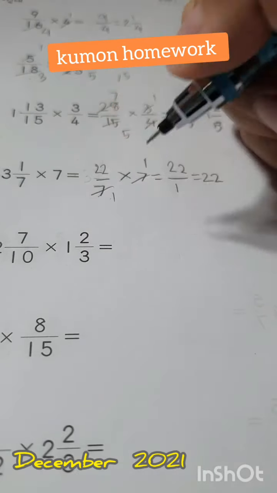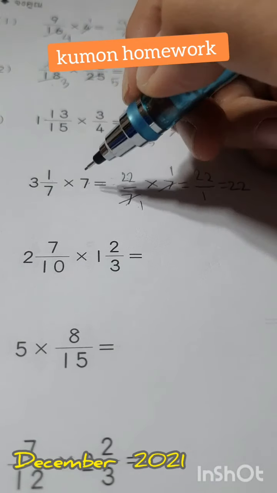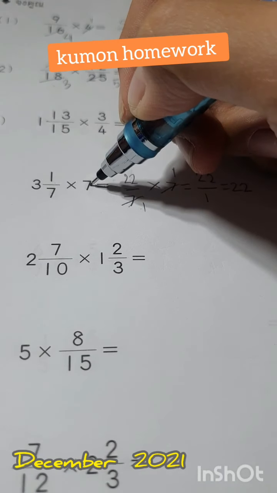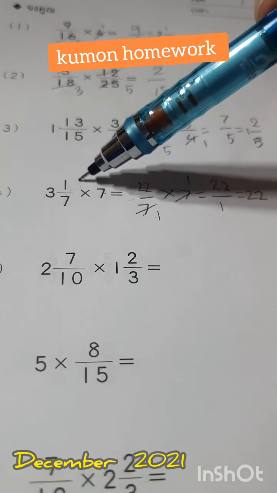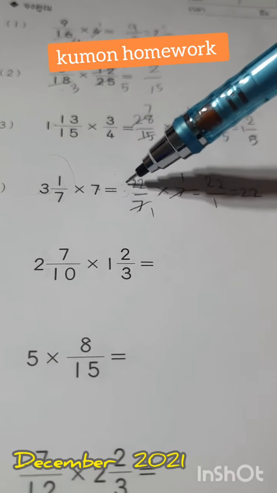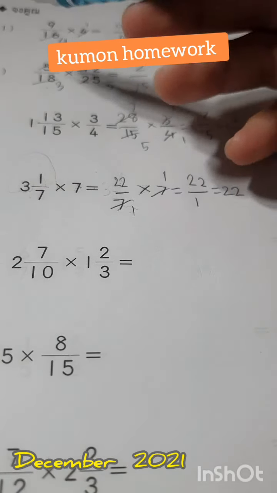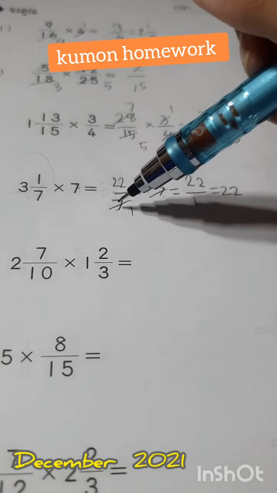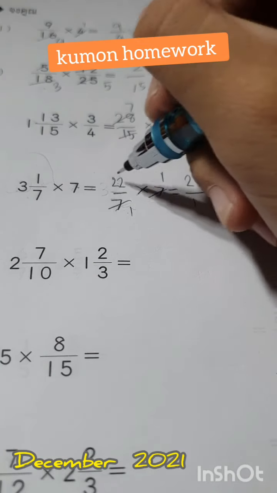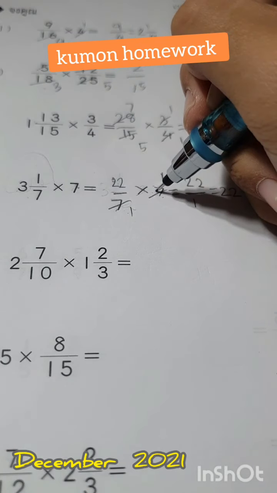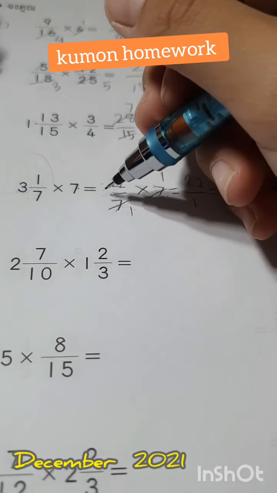You will see it's not a fraction, it's not a whole number, not an improper fraction or a mixed number. It is 7, only 7 over one. And if it is a whole number or mixed number, we will change it into improper fractions. And if it changes to an improper fraction and it can divide, we will divide it only in the down, not in the up, because in Kumon the teachers teach me like this.